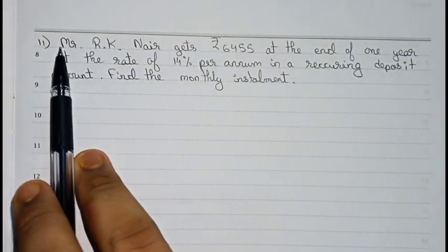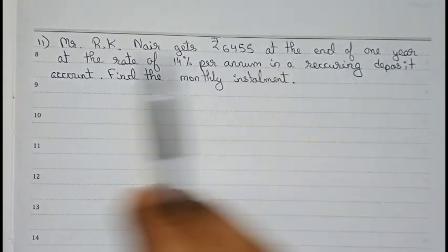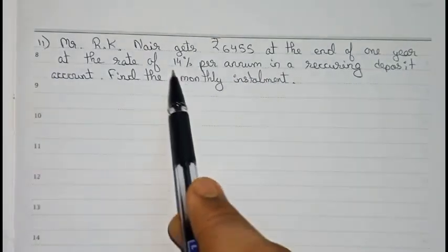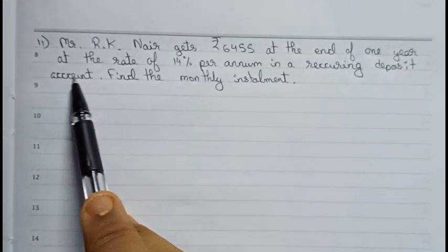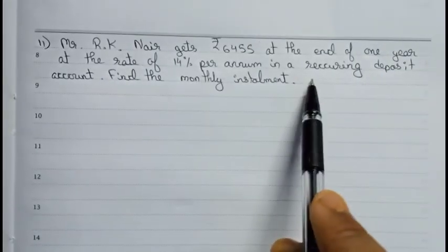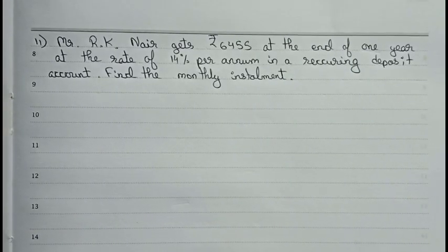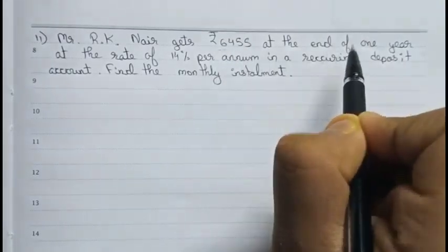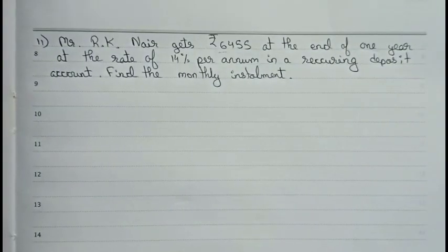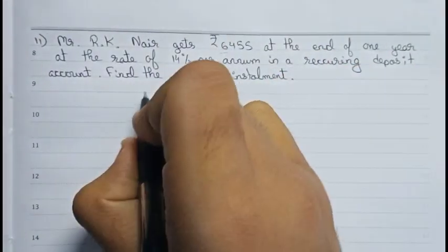Question number 11. Mr. R.K. Nair gets rupees 6,455 at the end of 1 year at a rate of 14% per annum in a recurring deposit account. Find the maturity installment. So from here we write all the information that have been given. So 6,450 at the end of 1 year. So interest is nowhere mentioned, so we will take it as maturity value.